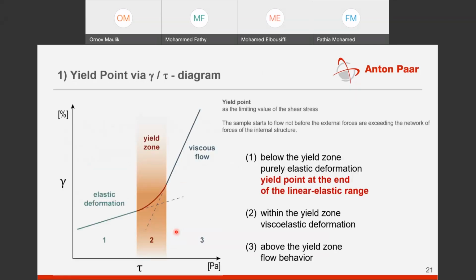Now let us come to yield point. As I have mentioned, it is the limiting value of shear stress, and it is the minimum amount of stress at which your sample starts flowing when you are dealing with liquid samples. When you are dealing with solid samples, it is the minimum amount of stress at which your solid sample is plastically deformed. In this type of test, using a rotational method, we mainly work in stress controlled mode.